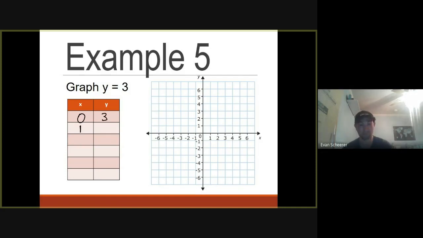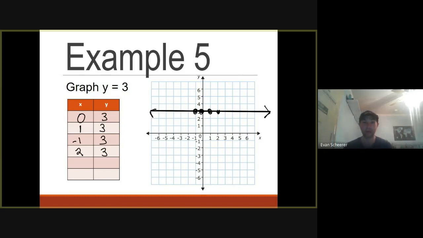I'm going to plug in 1. Well, y equals 3. We'll plug in negative 1. Well, y equals 3. Plug in 2. Y equals 3. It doesn't matter. So when I graph this, I go 0, 3. I go 1, 3. Negative 1, 3. 2, 3. I could make an infinite number of these, right? But notice, this will create a horizontal line. I'm going to draw a horizontal line at y equals 3.